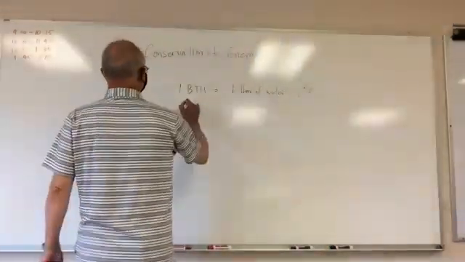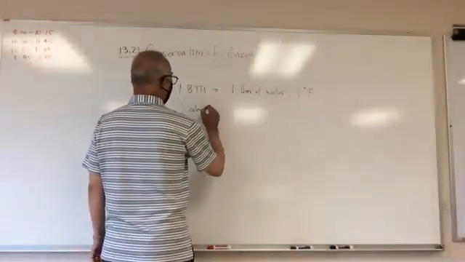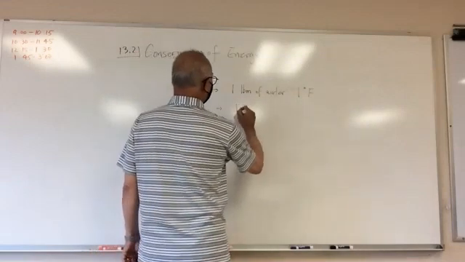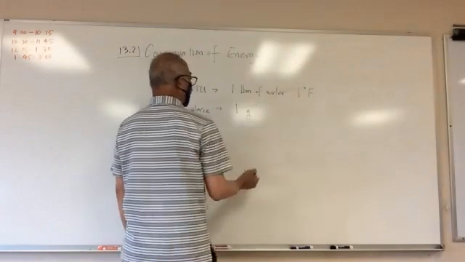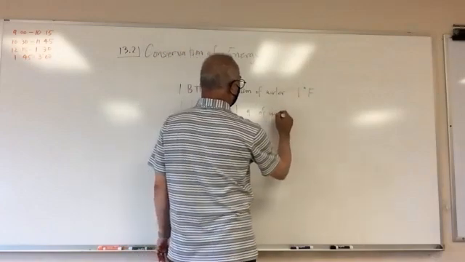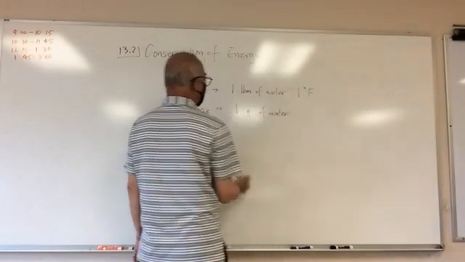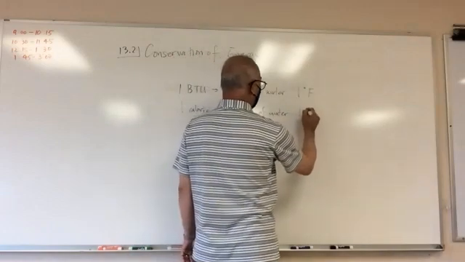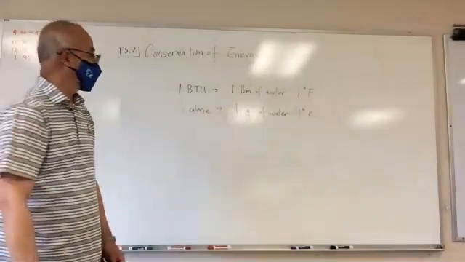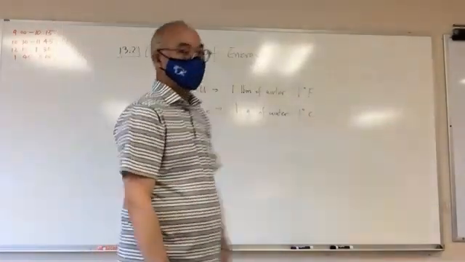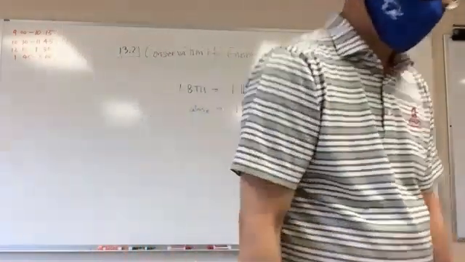Correspondingly, a calorie is going to be 1, not pound mass, but 1 gram of water. Obviously, since it's an SI unit, it's not going to be Fahrenheit, it's going to be Celsius. BTU versus calorie.